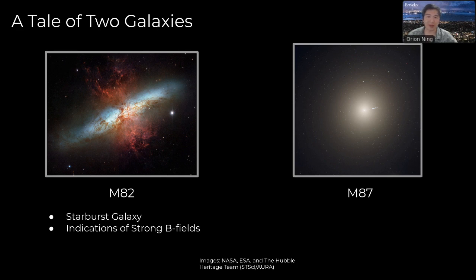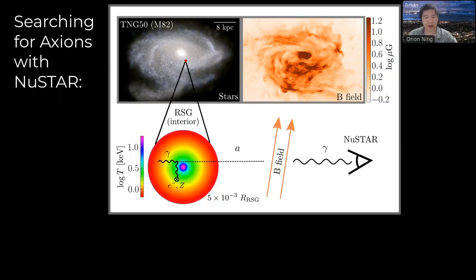We also examine M87, which is a massive elliptical galaxy nestled in the heart of the Virgo cluster, hosting large and extended cluster magnetic fields important for axion to photon conversions. The search for axions and axion-like particles using the NuSTAR telescope can be illustrated with our central figure here.